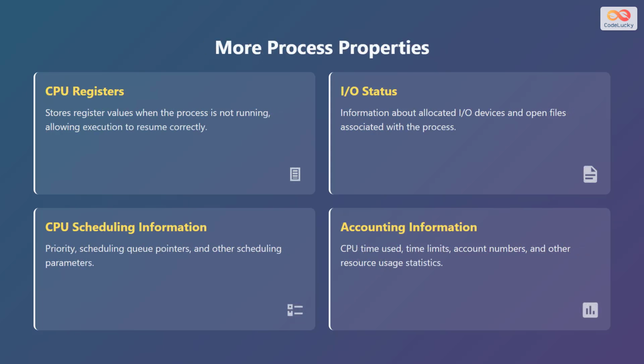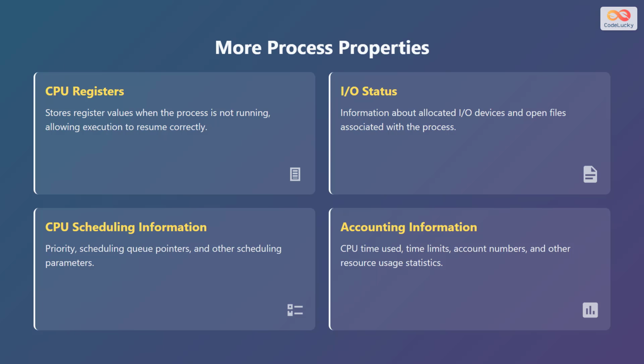Let's explore even more process properties. First are the CPU registers. CPU registers are used to store register values when the process is not running. This allows the execution to resume correctly when the process is scheduled to run again. The second property is the input-output status. Input-output status includes information about allocated input and output devices and any open files associated with the process.